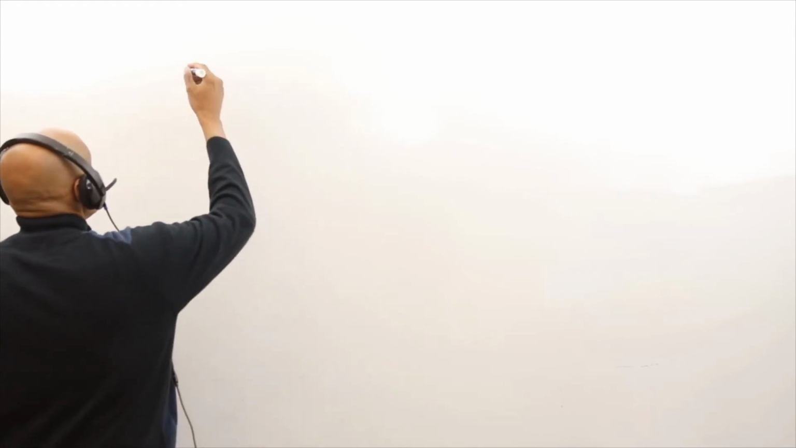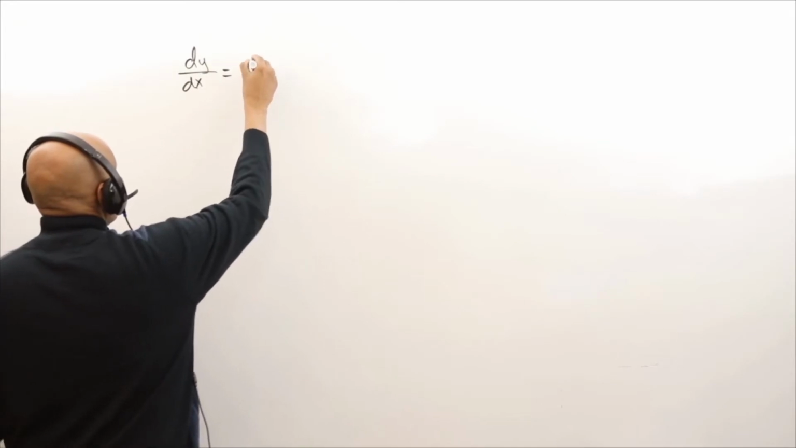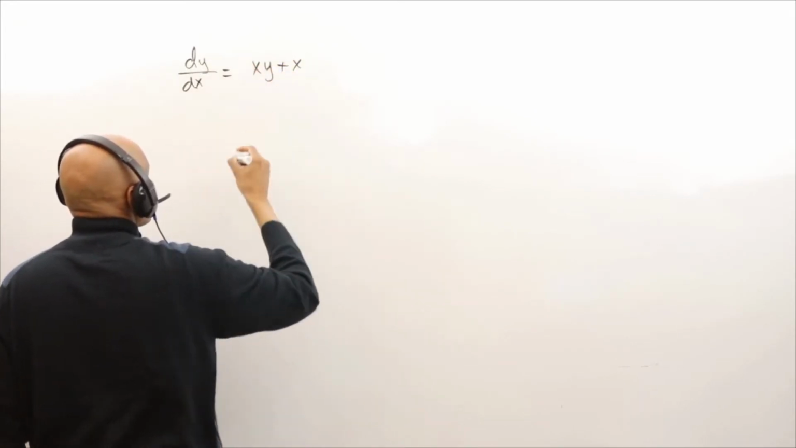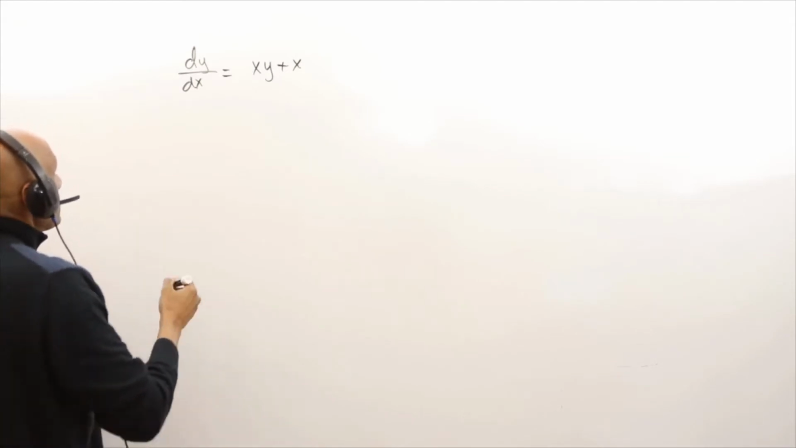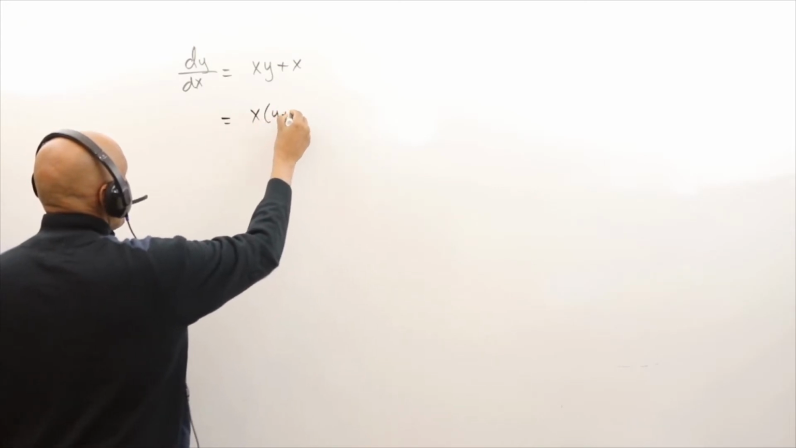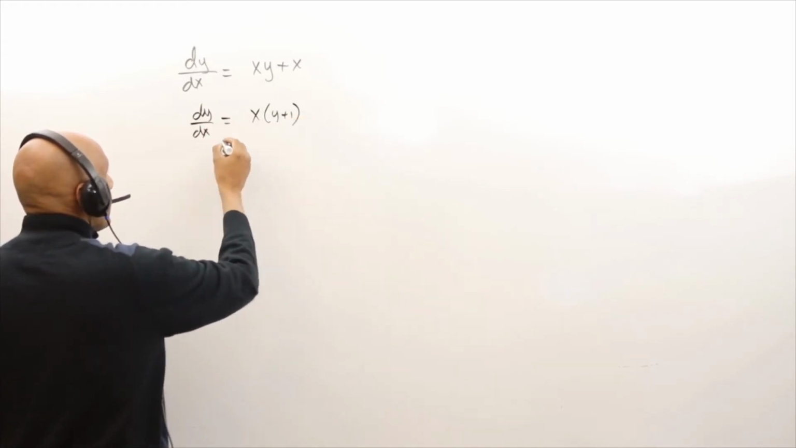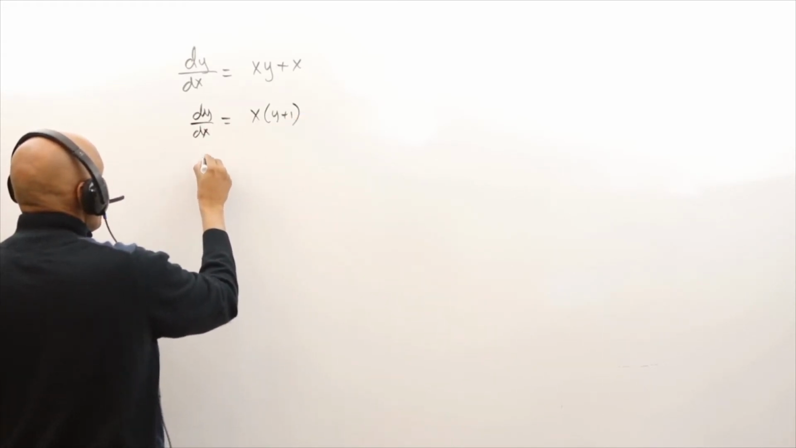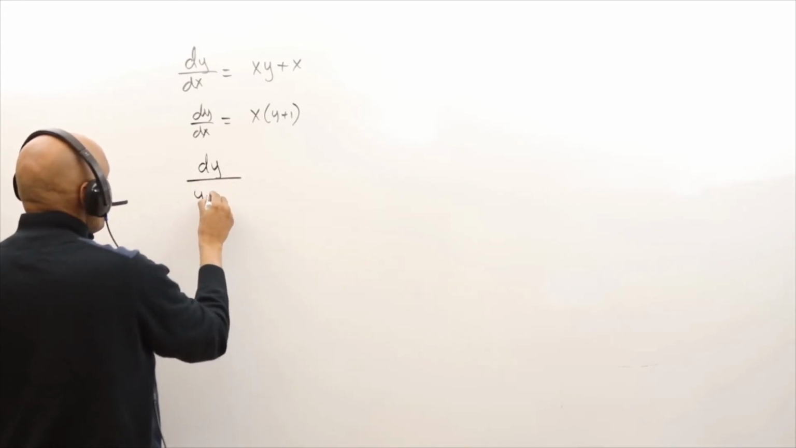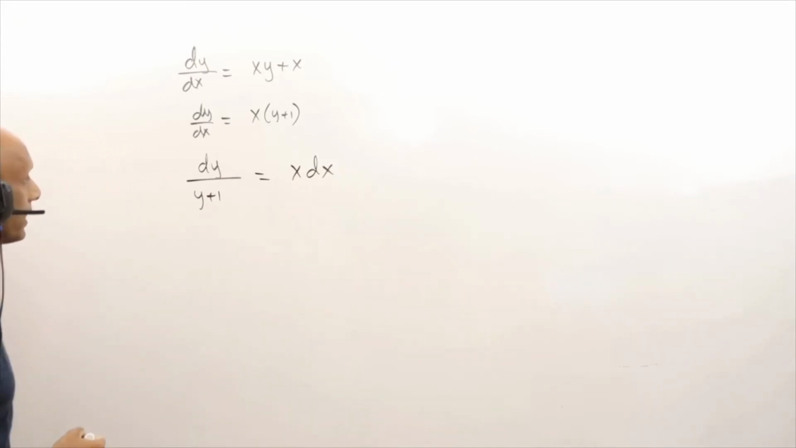Let's imagine that we have a function dy over dx is equal to xy plus x, and I'd like to actually integrate this. So the first step is I'll notice that x can be factored out into y plus 1 of dy. Then I'm going to multiply by dx and divide by y plus 1, so we get dy over y plus 1 is equal to x dx. I've multiplied through by differential dx, I divided through by y plus 1 on both sides.